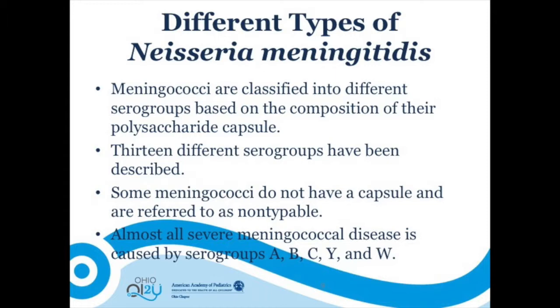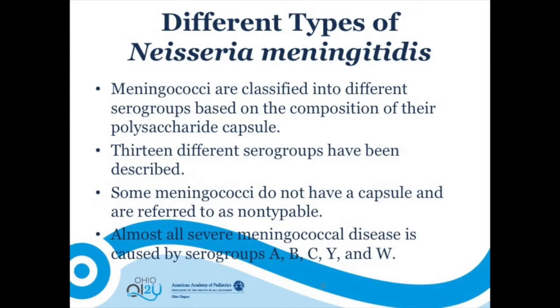There are different types of Neisseria meningitidis. They can be classified into different serogroups based on the composition of their polysaccharide capsule. 13 different serogroups have been described. Some meningococci do not have a capsule, and they're referred to as non-typable. Almost all severe meningococcal disease is caused by serogroups A, B, C, Y, and W. And protection against meningococcal disease is serogroup specific.